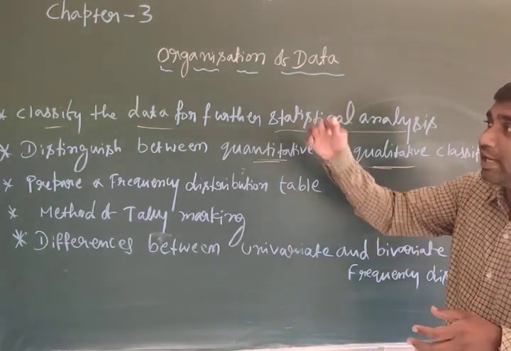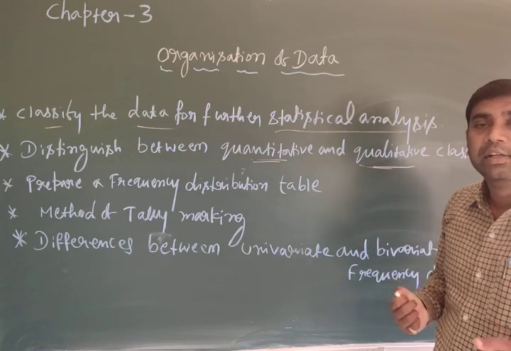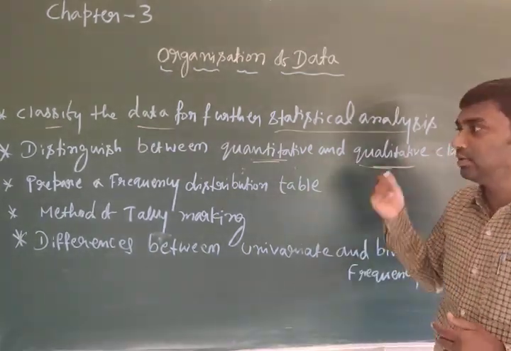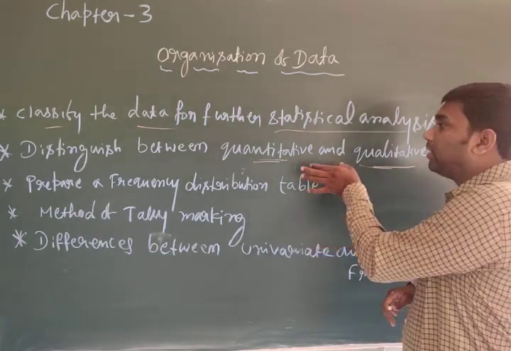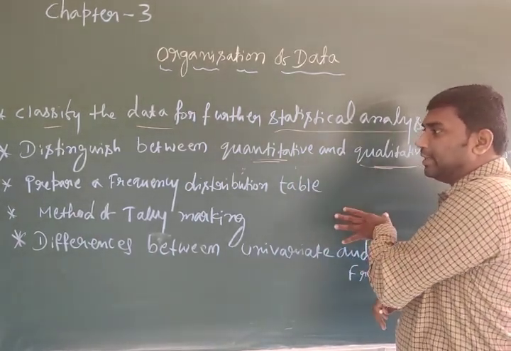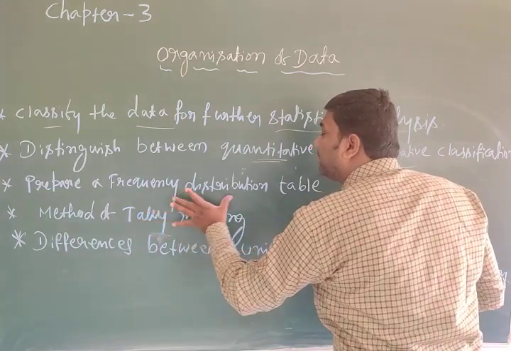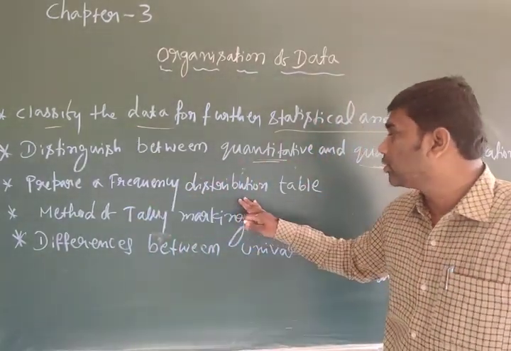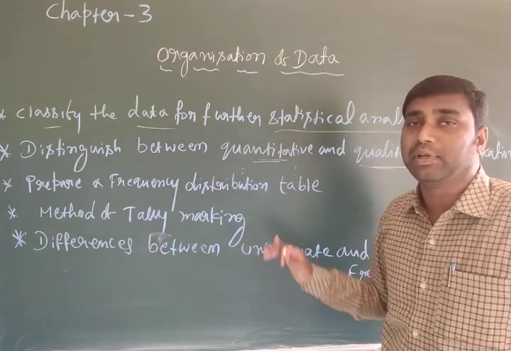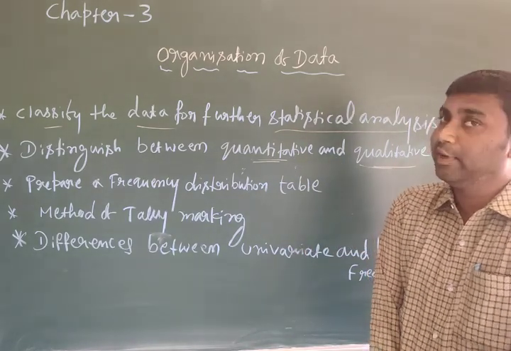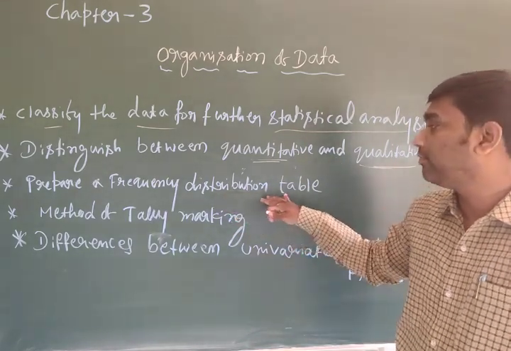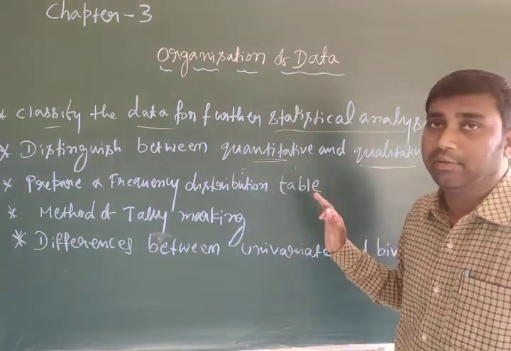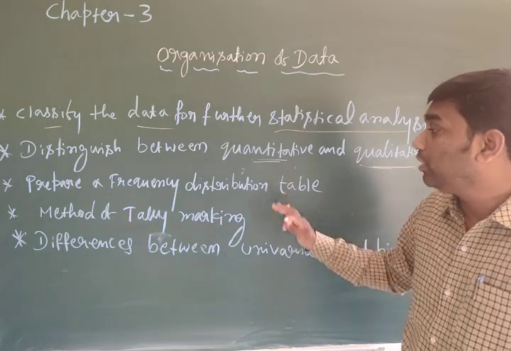The data, after classification, we have to divide. So what are the quantitative, what are the qualitative, everything we will discuss in this chapter. And after dividing like this, we have to prepare a frequency distribution table. So in this we again have to discuss the meaning of frequency, and then the expression of a frequency distribution table. So in that only we can explain.